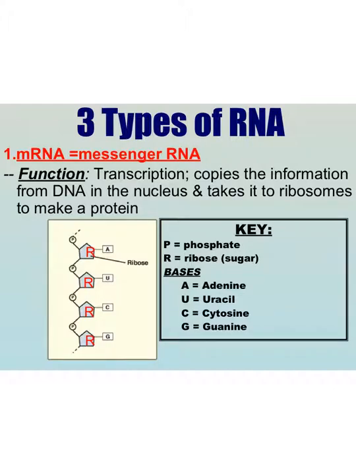All right, so the first type of RNA we're going to talk about is messenger, or mRNA. Messenger RNA and its function, we're going to talk about this next week, but transcription, that is the process of RNA copying the information in DNA in the nucleus, and then it takes it to the ribosomes to make proteins. So messenger RNA is the one that copies the code in DNA within the nucleus and takes it to the ribosomes.